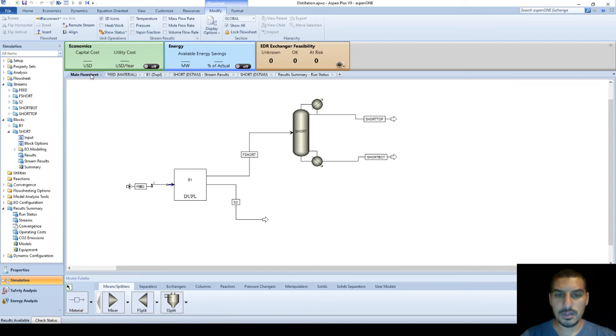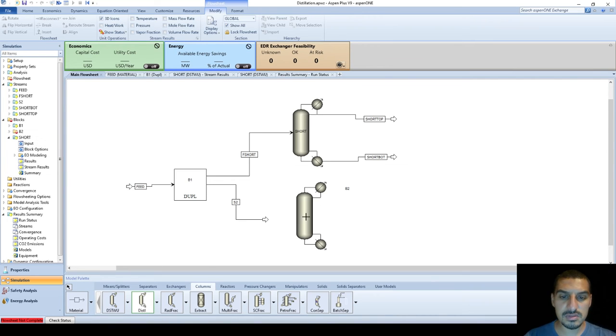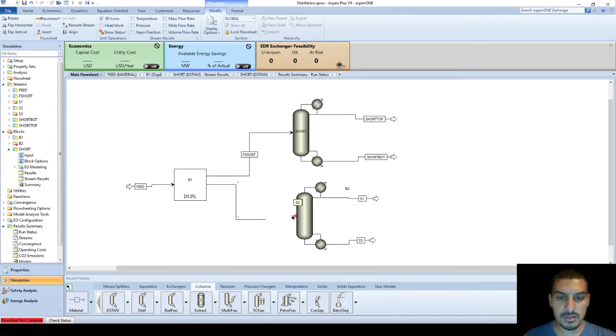Hello everybody. So in this video we're gonna talk about the second type of the shortcut columns, which is the ISTL column, which is used, as it's mentioned here, for the shortcut distillation rating. So what we're gonna do is first connect the column with the products and with the input.